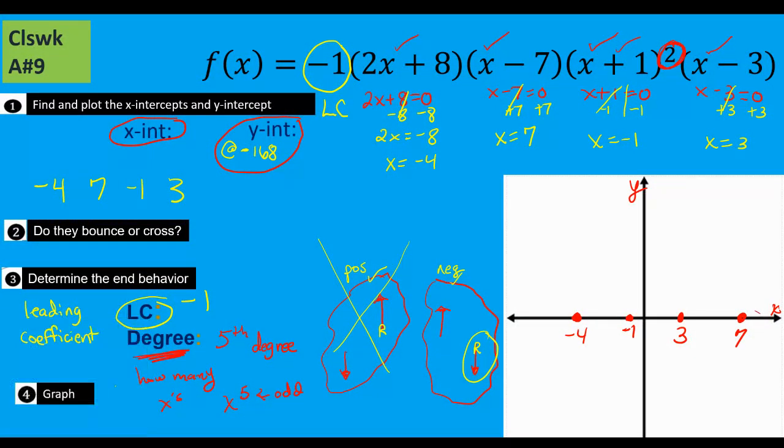So then we go over to the graph. The right arrow goes down, so I'll put that underneath the 7. And on the left side, the arrow goes up. Remember, it's the right side arrow that you're looking at for positive or negative leading coefficient. Okay? And then just draw your wiggles.